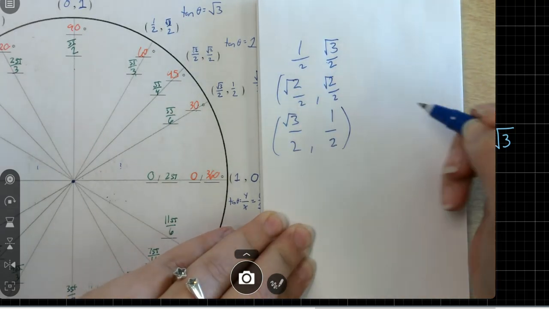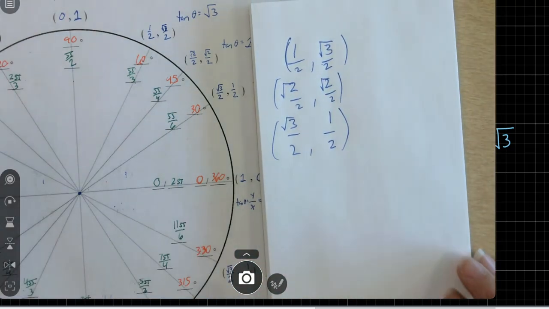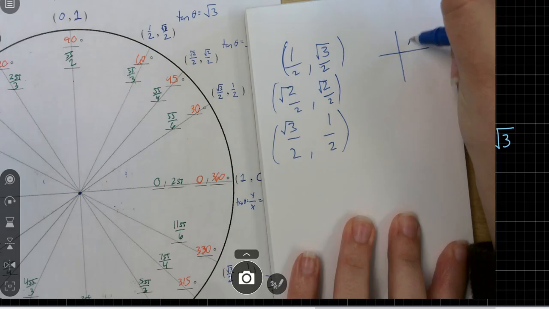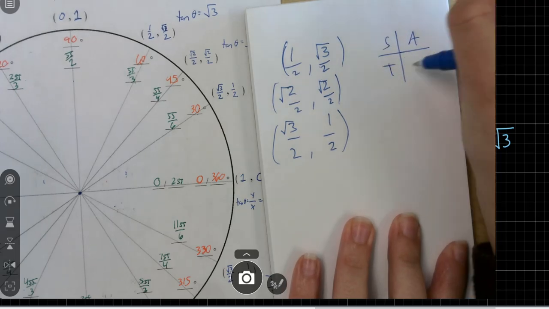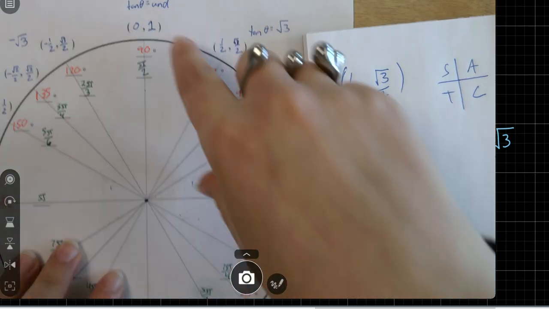Boom. I know it's kind of messy, but that's all you have to do. And then remember which ones are positive and negative? We know that because of "all students take calculus." That's what goes in my head every single time. Thanks, Cash. How do we feel?